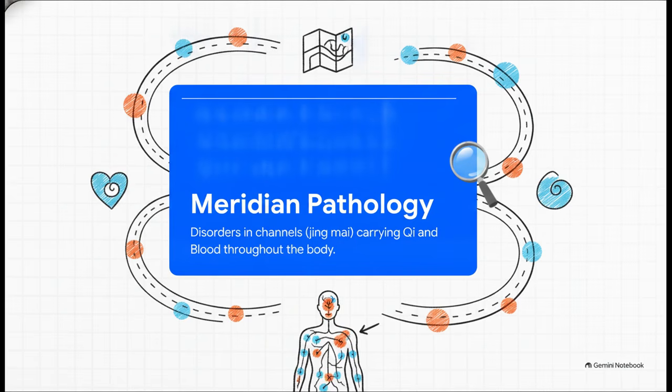blood throughout the body. Honestly, the best way to think of these channels is like an unseen but absolutely vital highway system. Just like a city needs roads to transport goods and keep everything running smoothly, your body relies on these meridians to circulate qi, that's your vital energy, and blood. When this highway system is clear, the body's in perfect balance. But when there are disorders or blockages in these channels, that's when we enter the realm of meridian pathology.